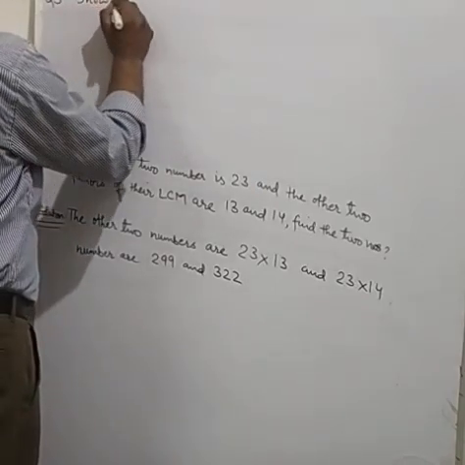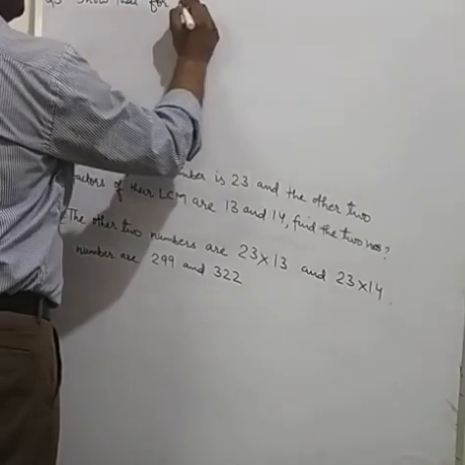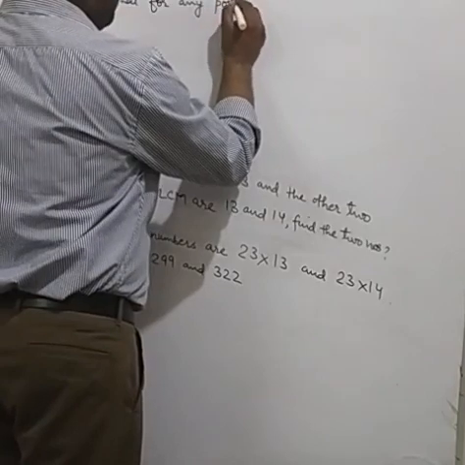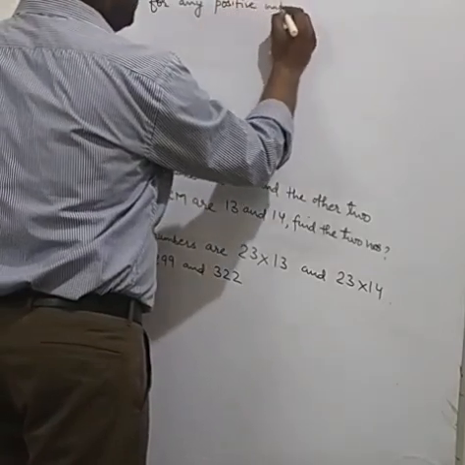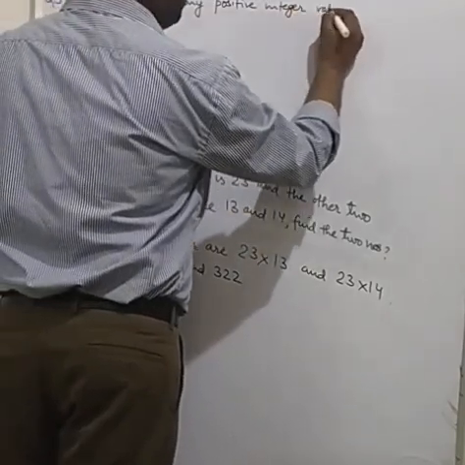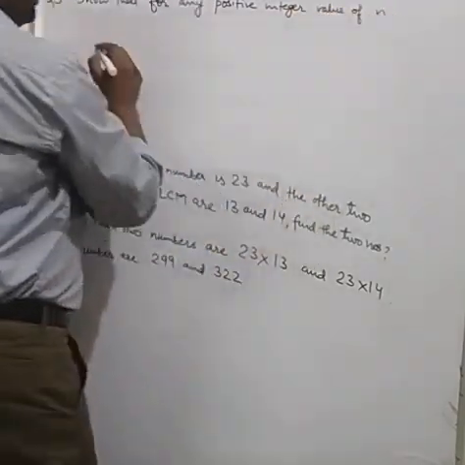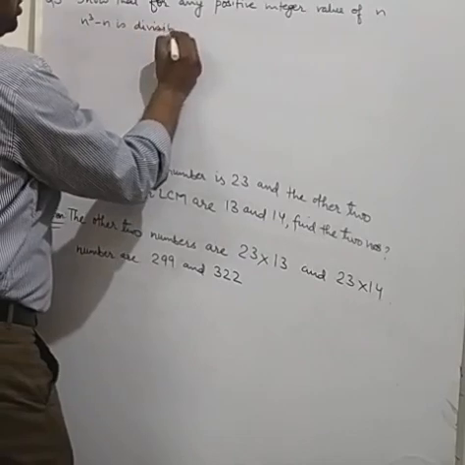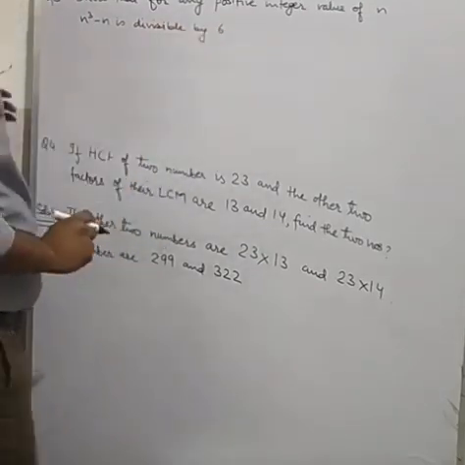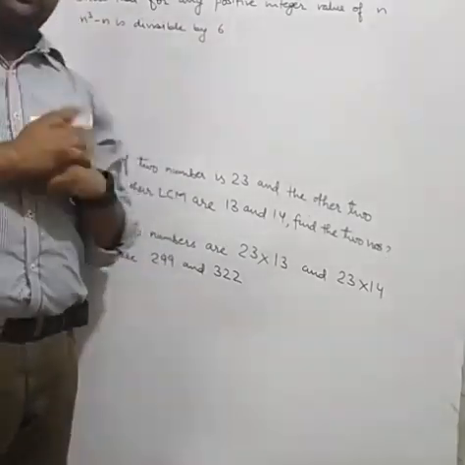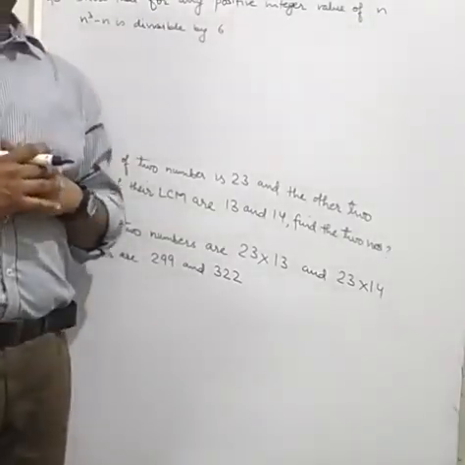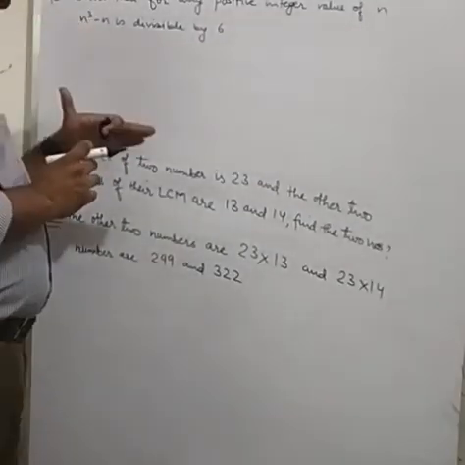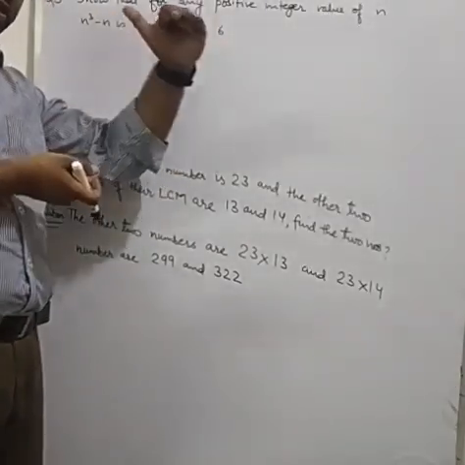Show that for positive integer value of n, n cube minus n is divisible by 6. Here we will take the 6 cases. Why the 6 cases? Because the divisibility rule of 6 says when the divisor is 6, then there will be 6 different numbers.